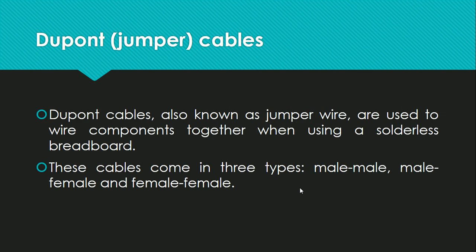Next, aside from the breadboard, we have the Dupont or jumper cables. Dupont cables, also known as jumper wires, are used to wire components together when using a solderless breadboard. These cables come in three types: male to male, male to female, and female to female.